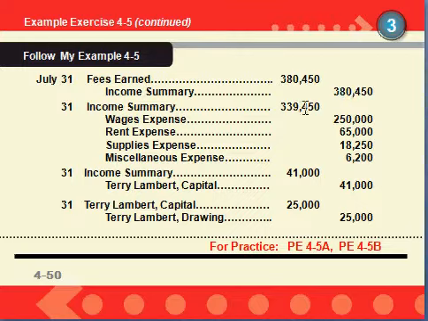So from these two entries, we can see that our income summary has a credit balance in it. At this point, we take the $380,450 and subtract the $339,450, and we come up with a $41,000 credit balance. So to close out or zero out the income summary account, we need to debit the income summary, $41,000, and credit Terry Lambert capital $41,000.